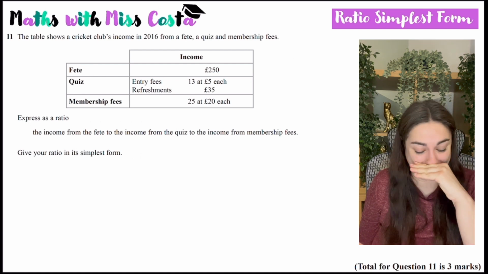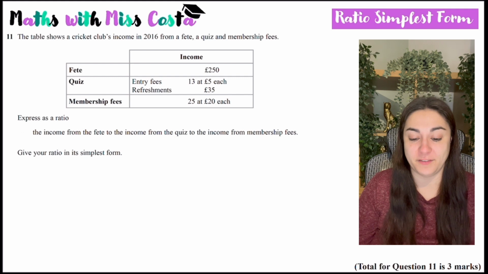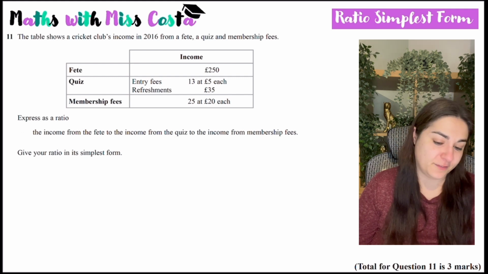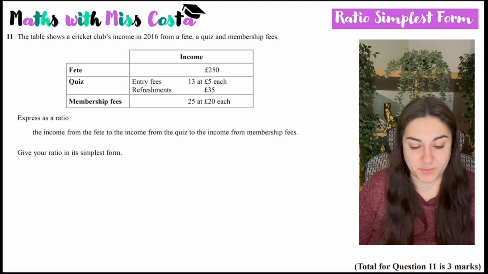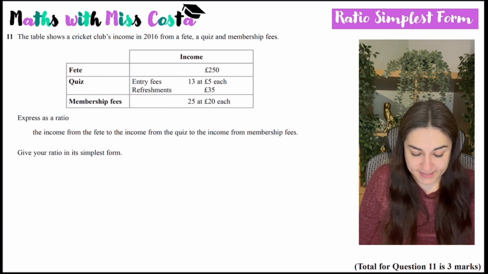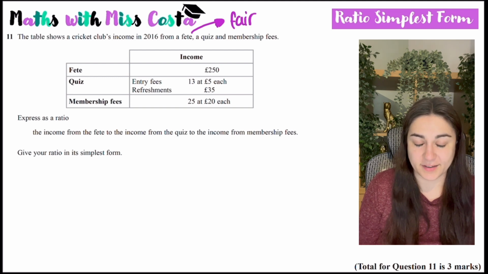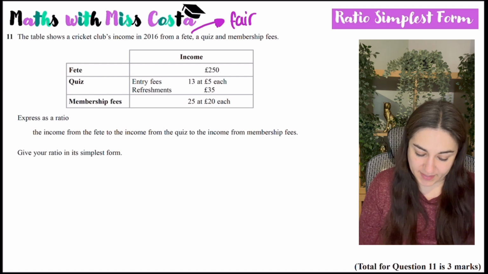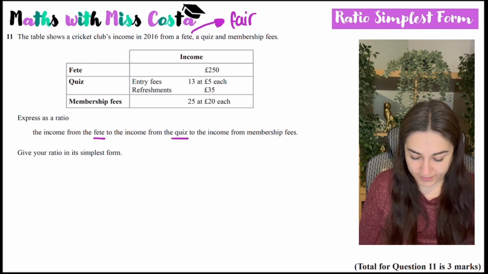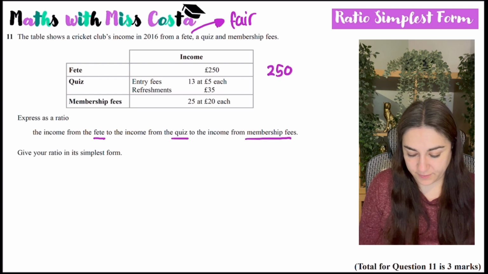Okay, so now I've got a question. The table shows a cricket club's income in 2016 from a fete, a quiz, and membership fees. And a fete is like a fair, if you didn't know. Sometimes they put in words that not everyone is going to know, but it's similar to a fair, or it's where you get together and you celebrate and there are stalls and things. So express as a ratio the income from the fete to the income from the quiz to the income from the membership fees. So I know the fete is 250 income.